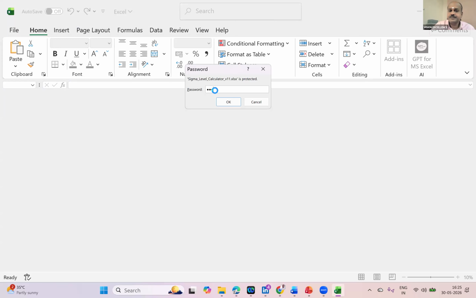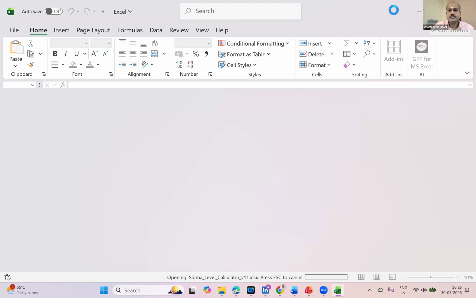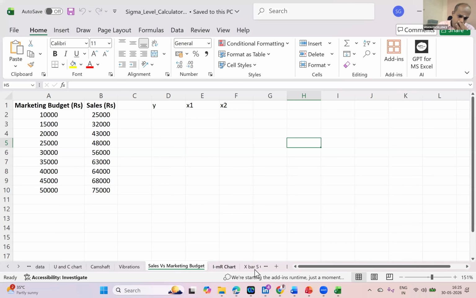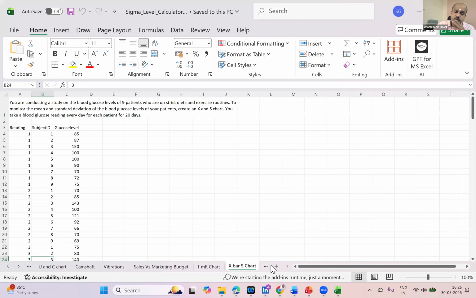Give the password. Yes, password is given. Now I am going to a sheet.